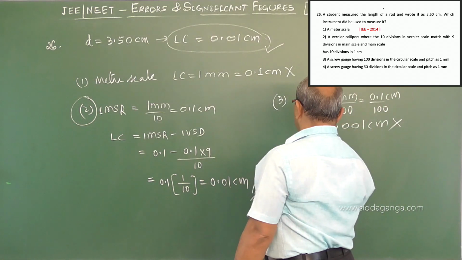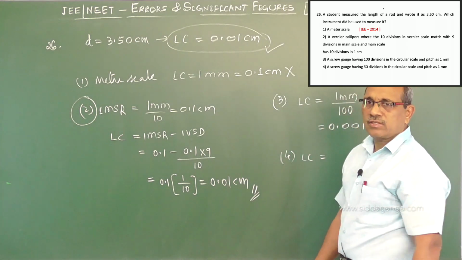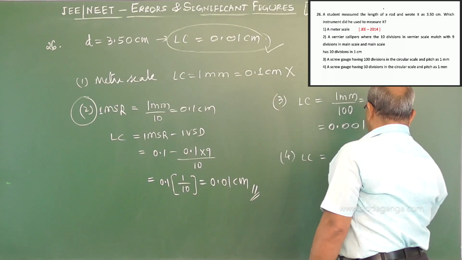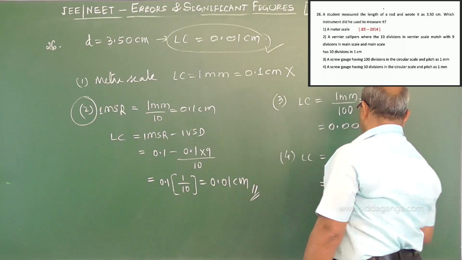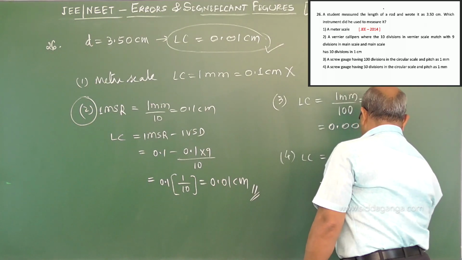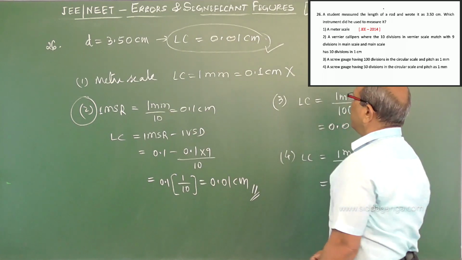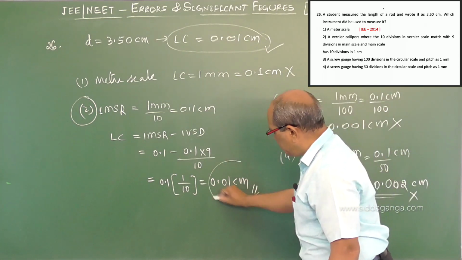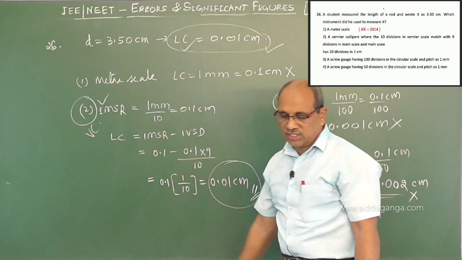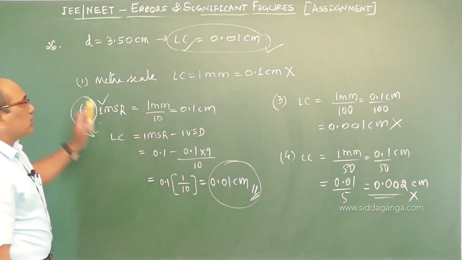Fourth one: least count equal to 1 millimeter, but there are 50 divisions. 1 millimeter by 50, or 0.1 centimeter by 50. So it is 0.01 by 5, which is 0.002 centimeter. Again it is wrong. The correct one is 0.01 centimeter. Vernier caliper, the second option, gives you the right measuring instrument used, because all others have different least counts.